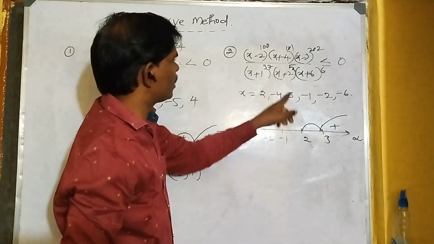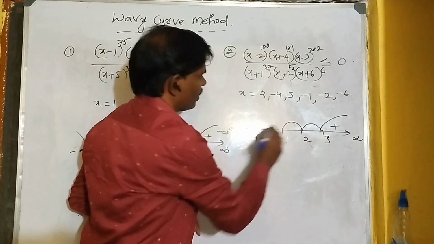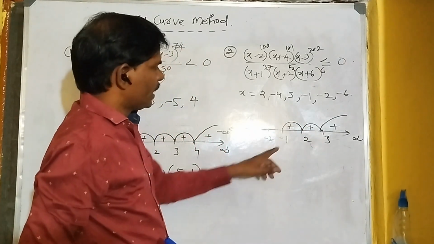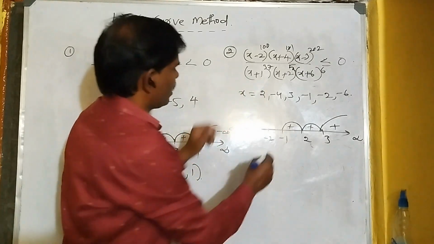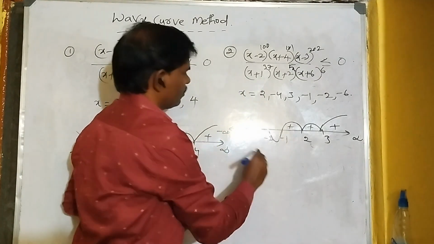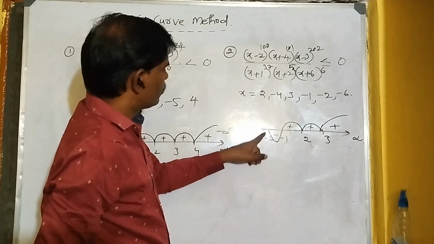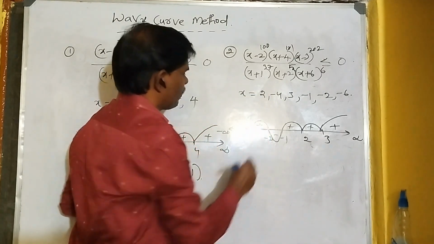Next, 2. Where is the 2? Here 2 has power 100. 100 is an even number and does not change the curve. This is positive. Next is minus 1, an odd number. Odd number means the curve changes. This is negative. Next, minus 2, also an odd number, changes the curve. This is positive.